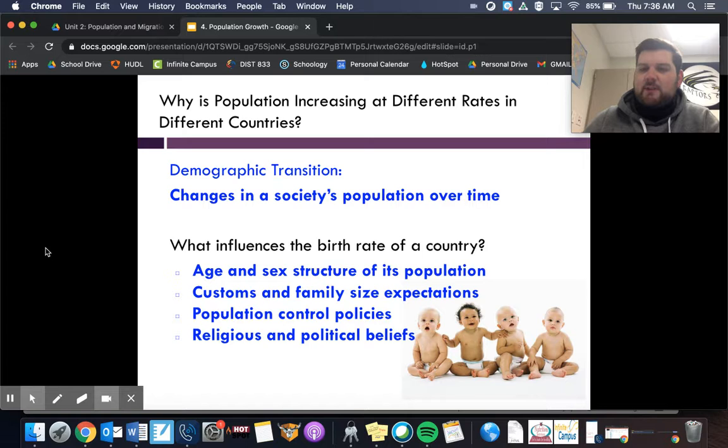Religious and political beliefs. Okay, again, this influences the birth rate. Sometimes your religion influences you to have more or fewer children based on what they believe. Okay, and the same with political beliefs. That can influence how many children a family has, and that influences the birth rate.